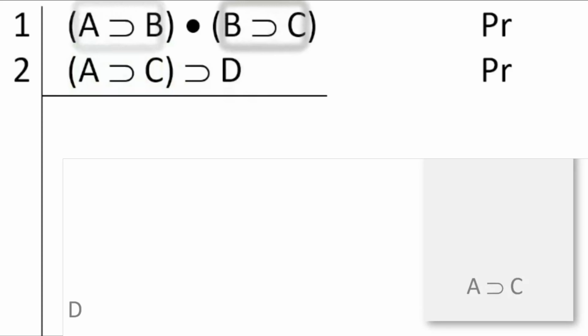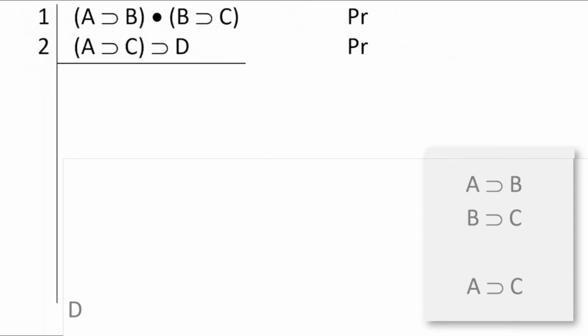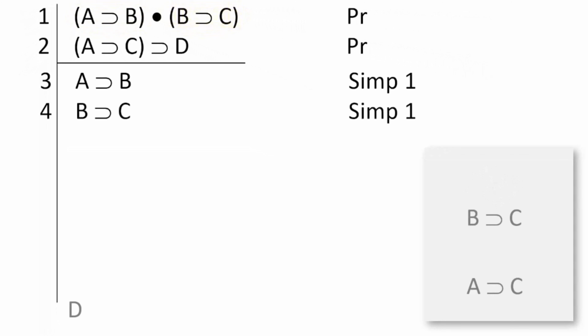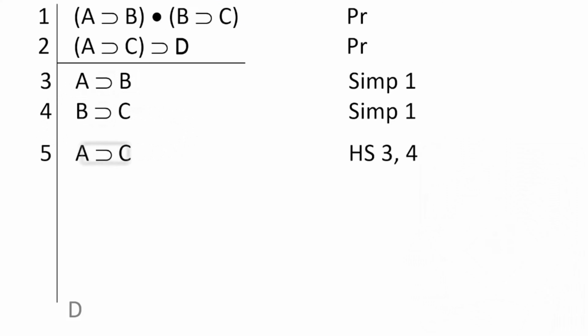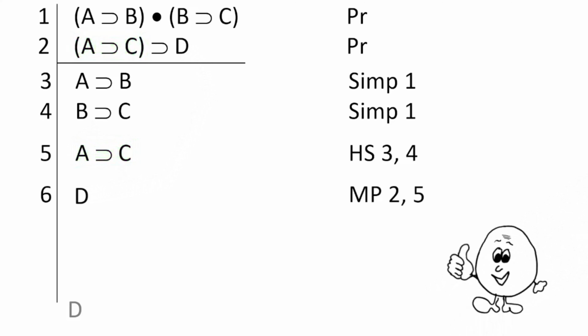We don't have if A then C on its own line, but premise 1 offers an opportunity for applying hypothetical syllogism if we could only get the two conditionals if A then B and if B then C on their own lines. But clearly we can do this easily by applying simplification. So let's do it. We can apply hypothetical syllogism to get if A then C. And given if A then C, we can match the antecedent of premise 2 and derive the wanted conclusion D by Modus Ponens. Okay, we're done.